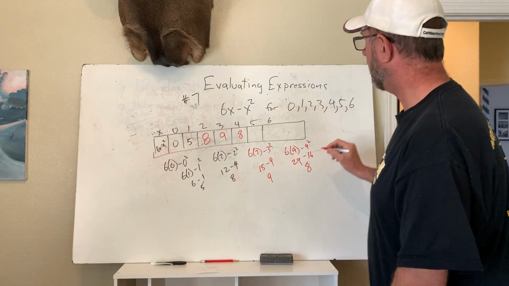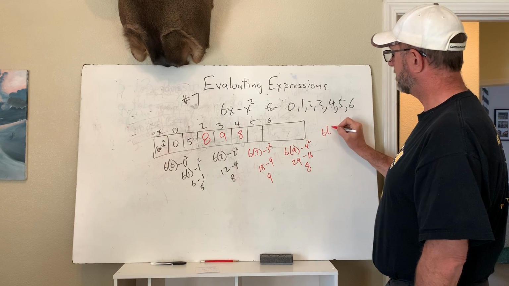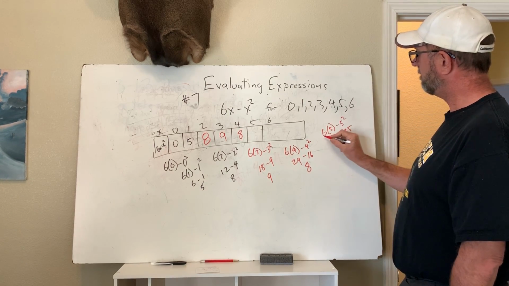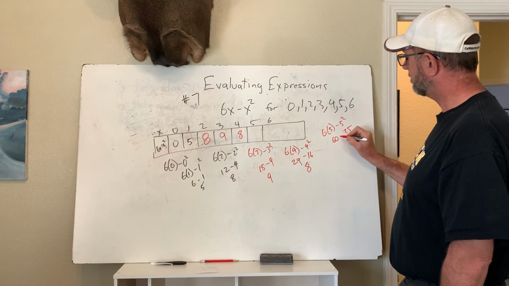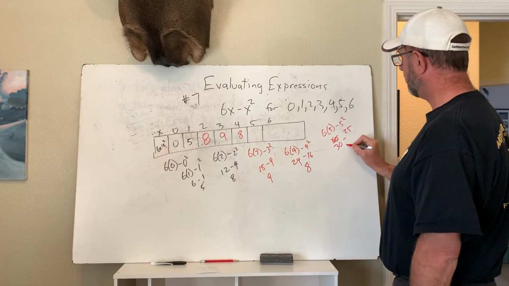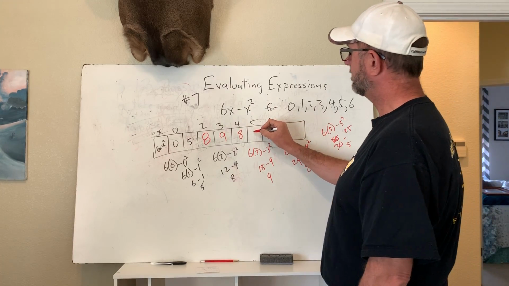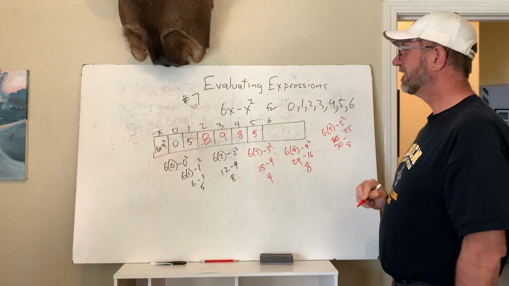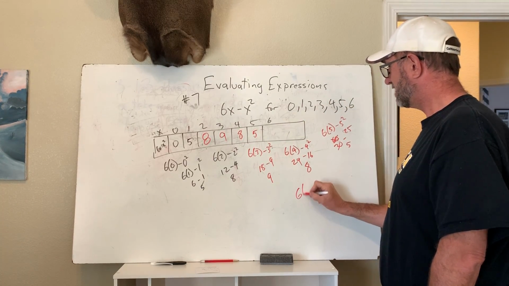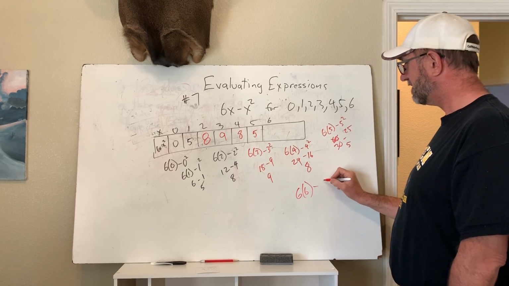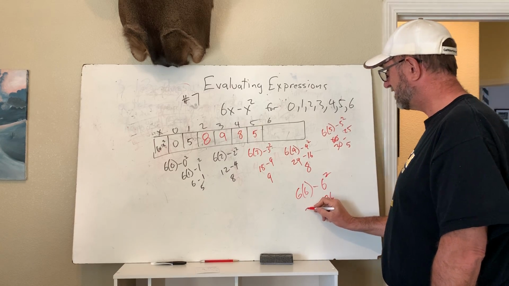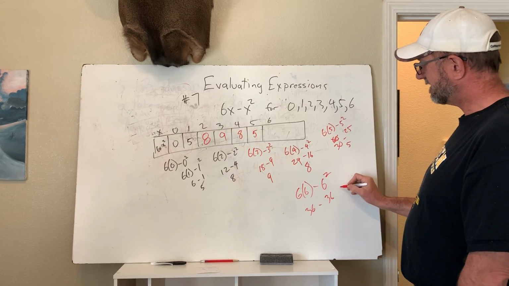Okay, then we go to 5. 6 times 5 minus 5 squared. 5 squared is 25. 6 times 5 is 30. Ooh, not 60. 30. 30 minus 25 is 5. Interesting. Can you guess what 6 is going to be? Okay, here we go. 6 times 6. Oh, minus 6 squared, really? Like it. Okay, 36 minus 36. 0.